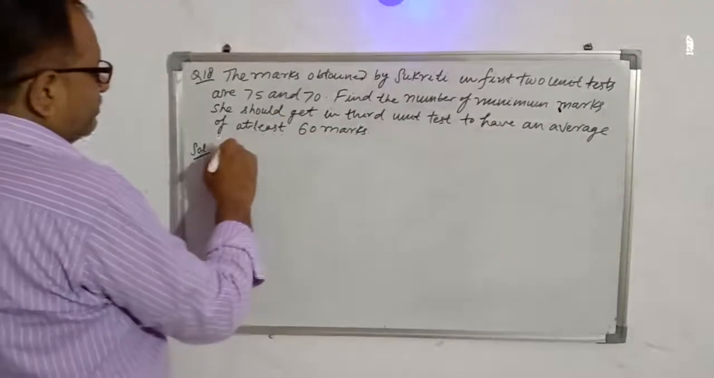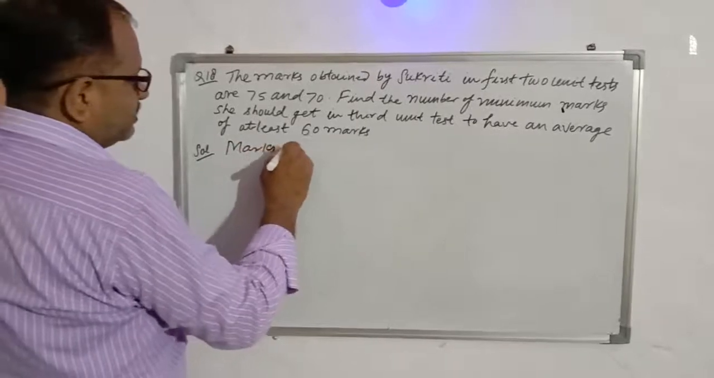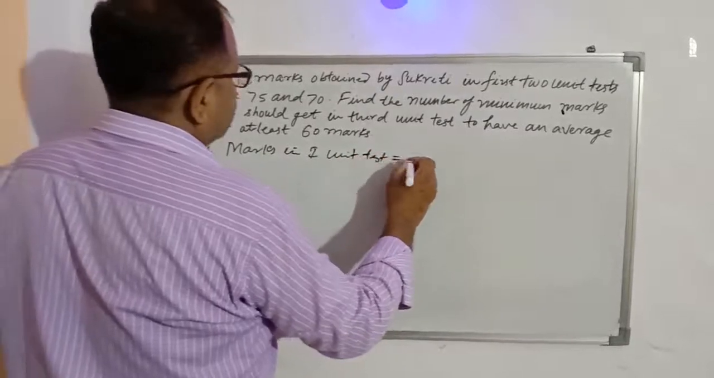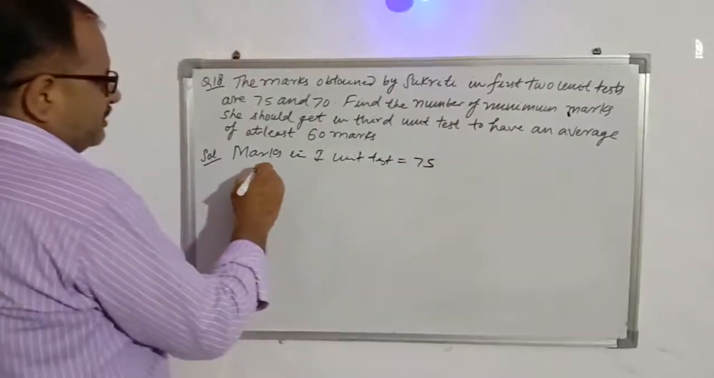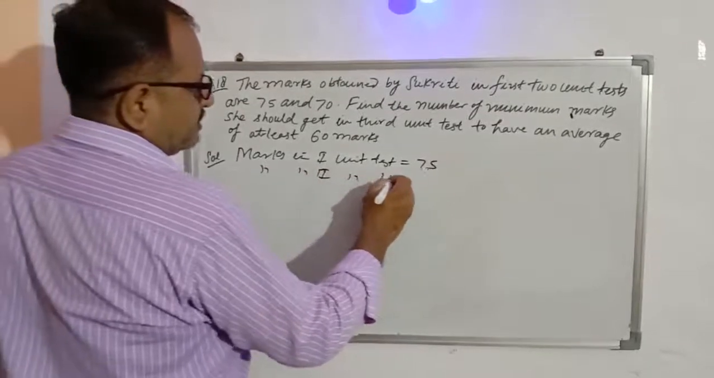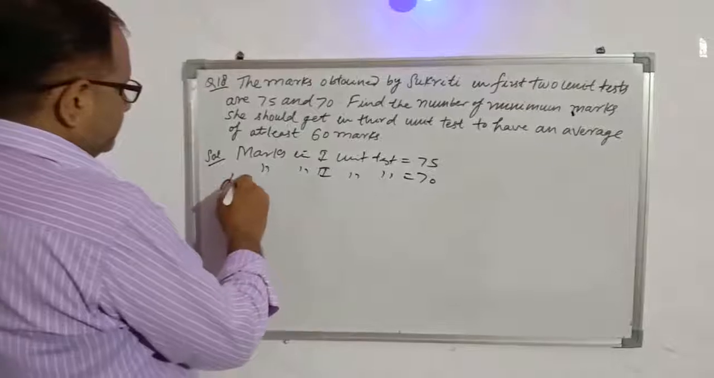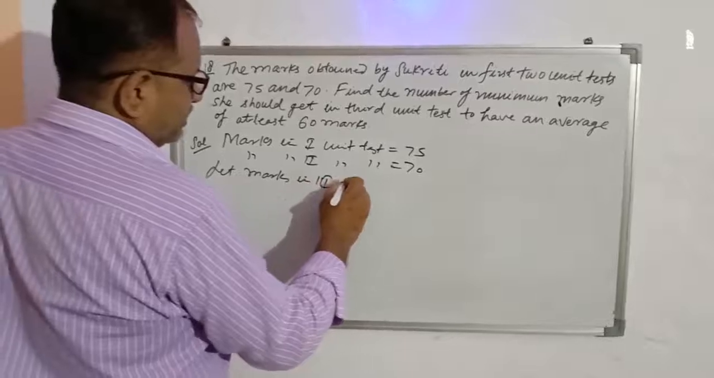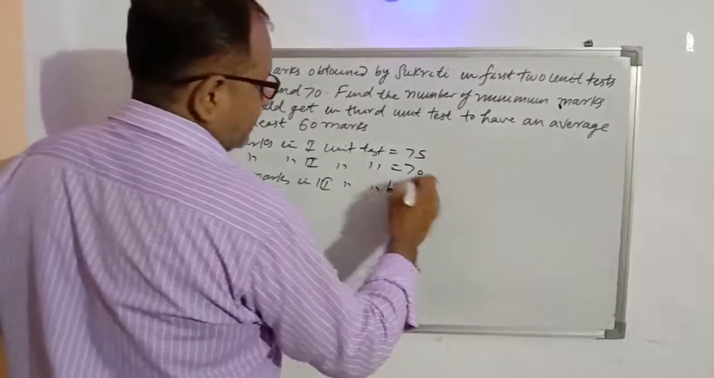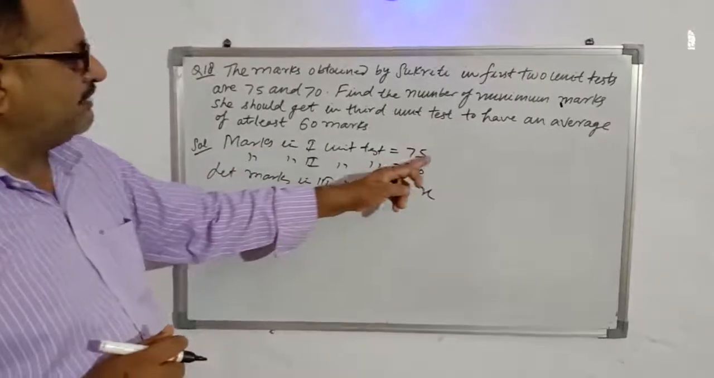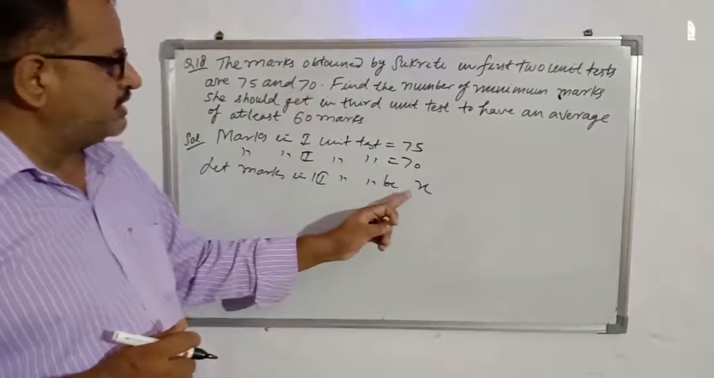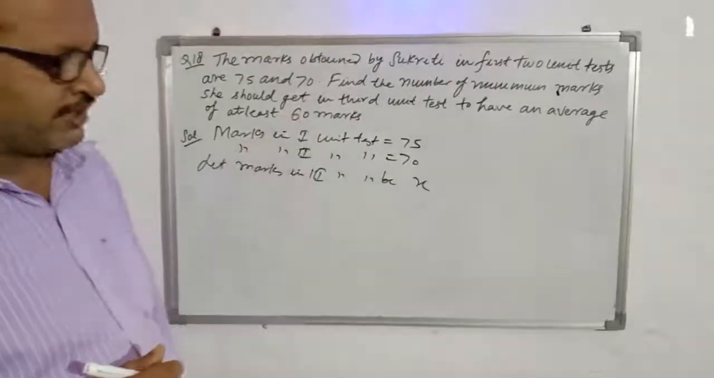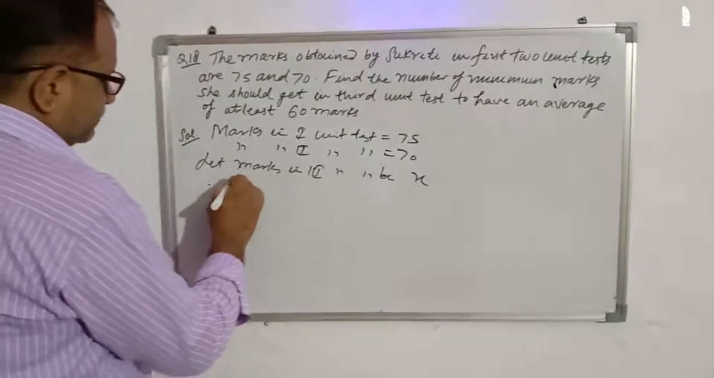So firstly write marks in first unit test. It is 75. Marks in second unit test, 70. Let marks in third unit test be x. First unit test mark given 75, second unit test 70. Let the marks obtained in third unit test be x to get the average at least 60 marks.